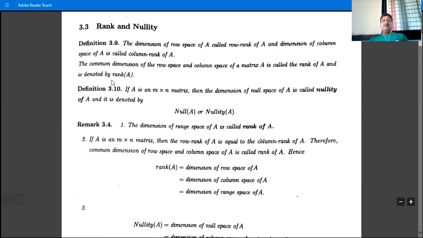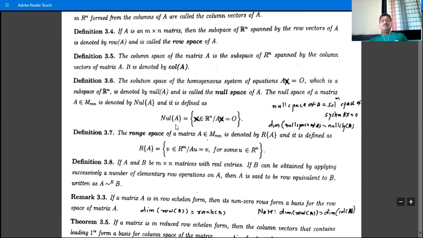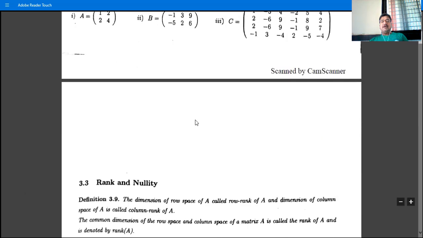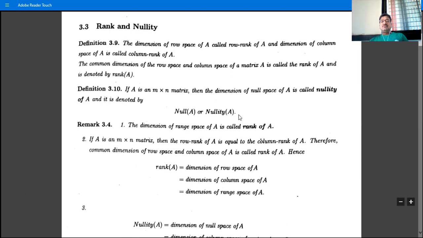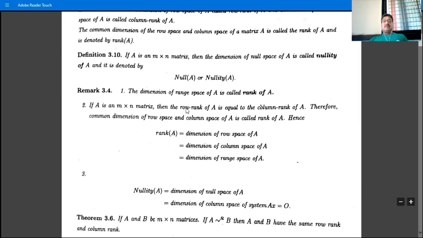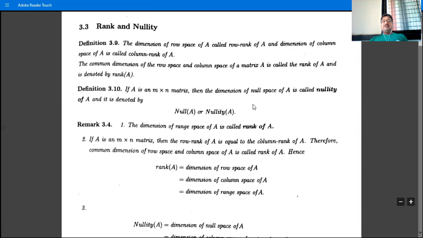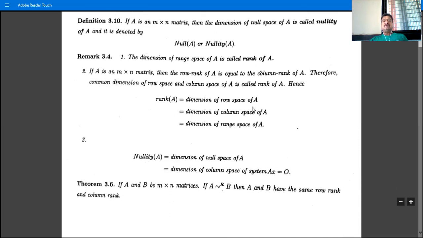So again, this is the definition of rank and nullity. Nullity of A is denoted by NULL A. It is called the null space of A. Actually, null space of A is denoted by NULL A, and the nullity of A is denoted by capital NULL A, meaning nullity of A or null space of A. And what is nullity? Nullity is the dimension of the solution space of the system Ax = 0.